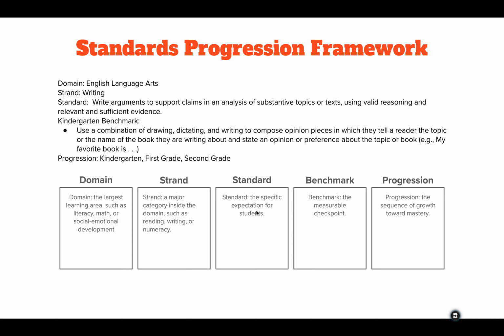Then you have the standard. The standard would be: write arguments to support claims and analysis. And then you have the benchmark, which is the measurable checkpoint. And then you have the progression, so it would be kindergarten, first grade, second grade. So this is how standards work.